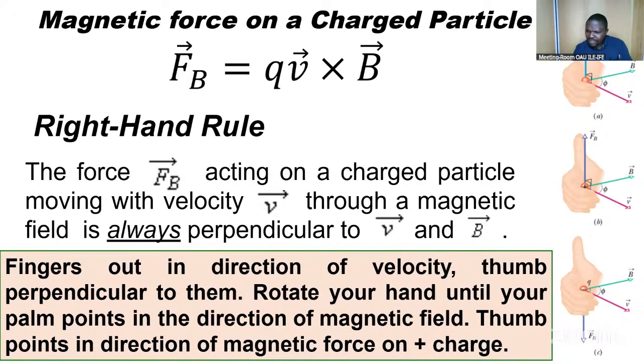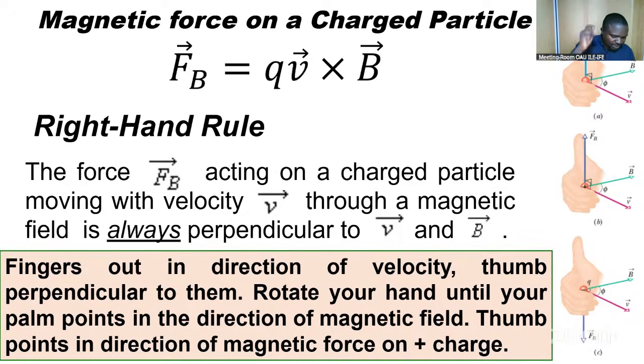So if the magnetic force is pointing upward, and B and V are perpendicular to each other, you are going to have the positive direction for B. But if it is the other way around, downward, it is the negative direction for the magnetic field. So we can say the force acting on a charged particle moving with velocity V through a magnetic field is always perpendicular, not parallel, not anti-parallel. So we can say FB never has a component parallel to V.